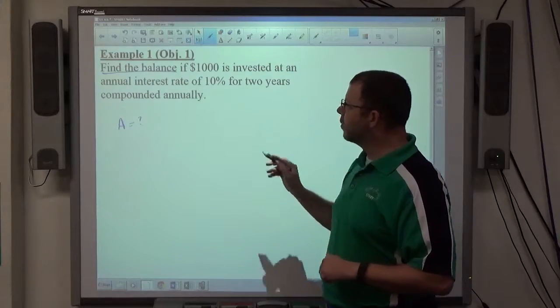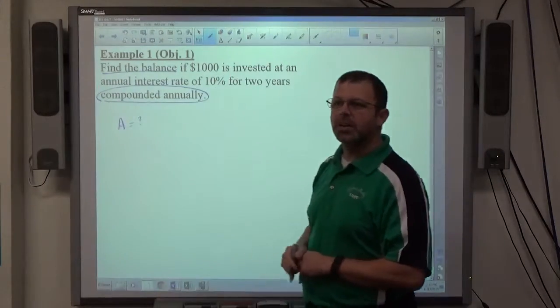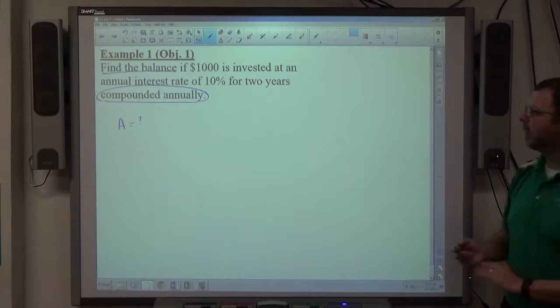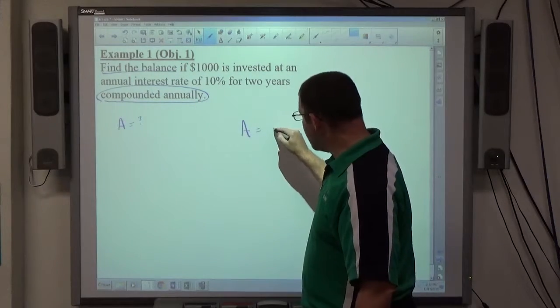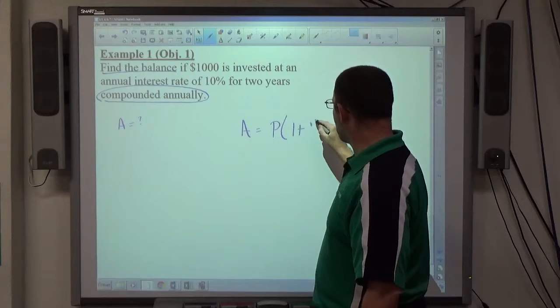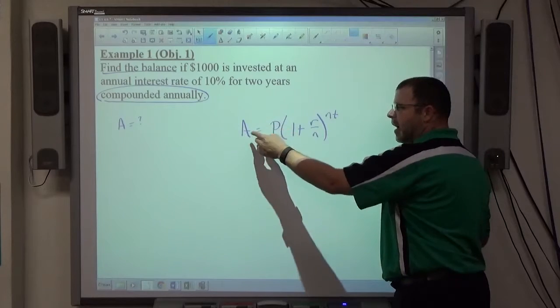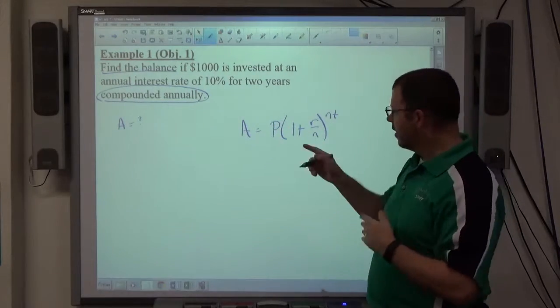Okay, I see the word compounded annually. It does not have the word continuously in there, so we're going to continue to use this compounded a certain number of times formula. The formula says very specifically A equals P times (1 plus r over n) to the nt power. If I need to find A, that means I have to know all 4 of these other variables. So I'm going to identify each of those things in this problem.